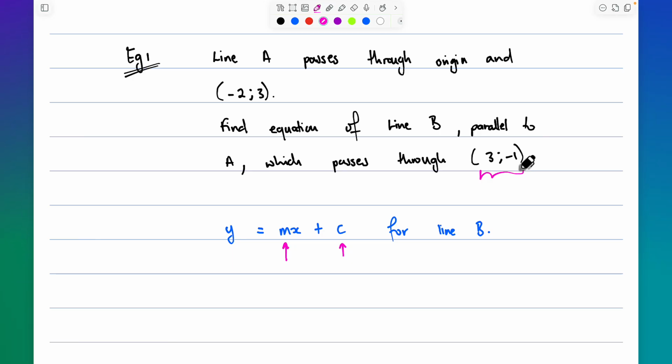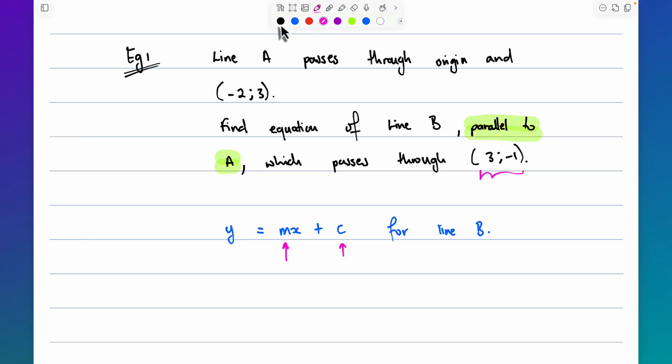In order for us to calculate the gradient, we can use this piece of information that we're given over here. The fact that the two lines are parallel. It's parallel to line A. The fact that it's parallel to line A, this tells us that their gradients are equal. So if I have enough information from line A to calculate its gradient, I can just use that gradient for line B as well because their gradients are equal, right? Hopefully that makes sense. So that's what we're going to do.